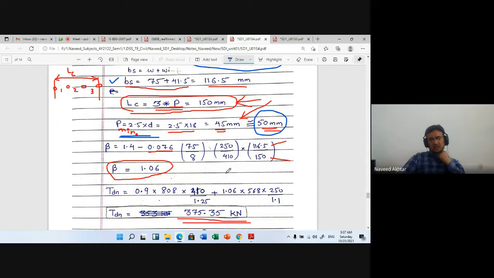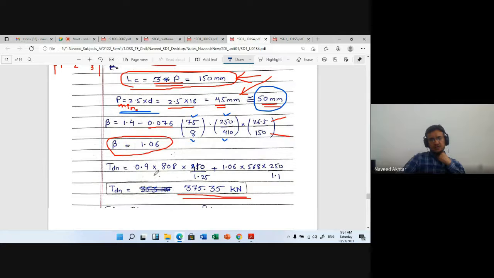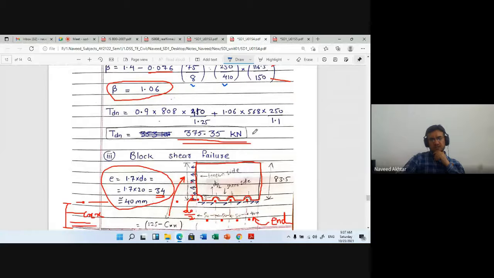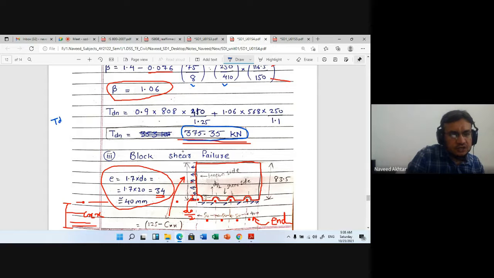So you put all the values: W is 75 by thickness 8, 50 upon FU, FY upon FU, and 1.1 by 1.25 gamma M0, and MC is 150, so beta is 1.06. Now put this value and you can get the TDN value. TDN you get 375.35 kilonewton. So now you have got the two values, that is TDG and TDN. TDG you have already got, 350 kilonewton.